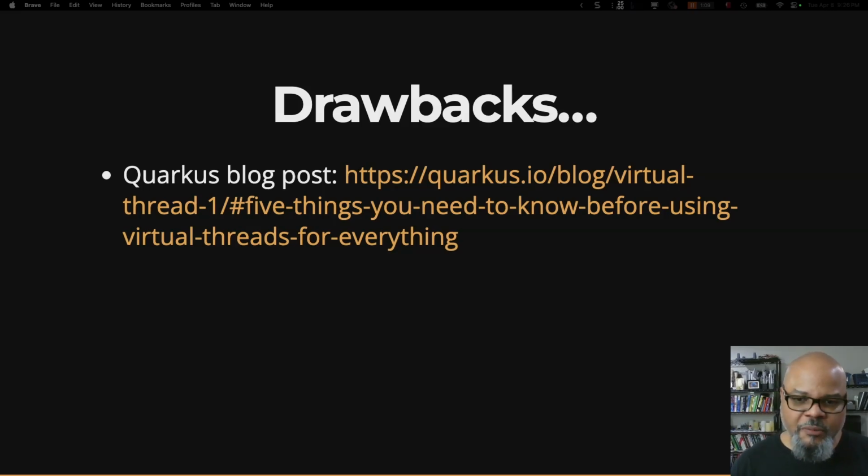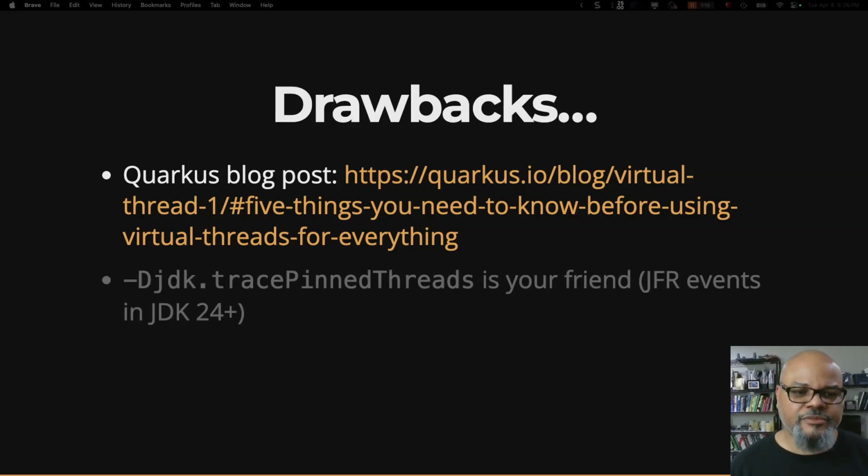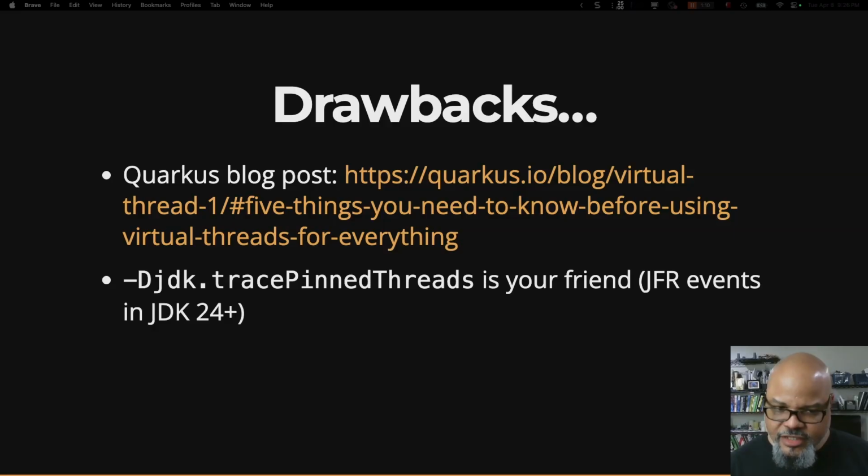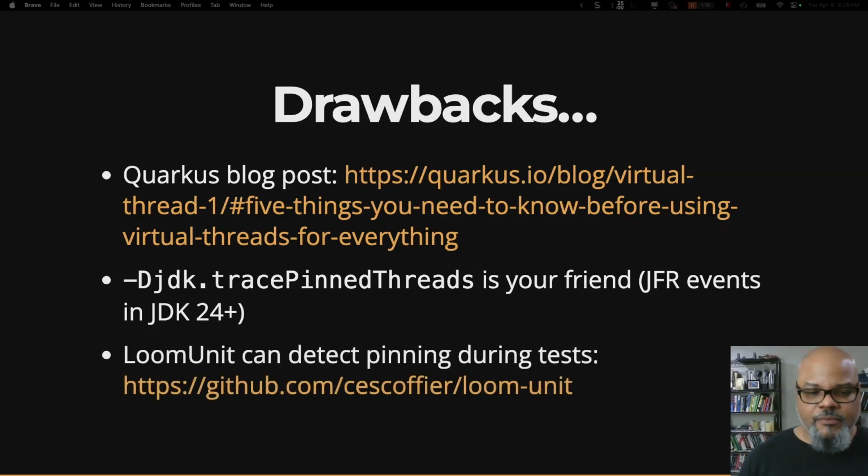So if you want to learn a little bit more about those drawbacks, take a look at this Quarkus blog post. I think it's really well written. Just keep in mind that things have changed a little bit. I think it's about a couple years old, but it's still a good starting point. And also remember that this trace pinned threads feature is a good idea. If you're not using JDK 24, it's a good way to test your code to see if you have any issues popping up. In JDK 24 plus, you can just listen to those Java Flight Recorder events. There's also a JUnit extension called Loom Unit, which you can use to detect pinning during tests. So you can check that out as well.